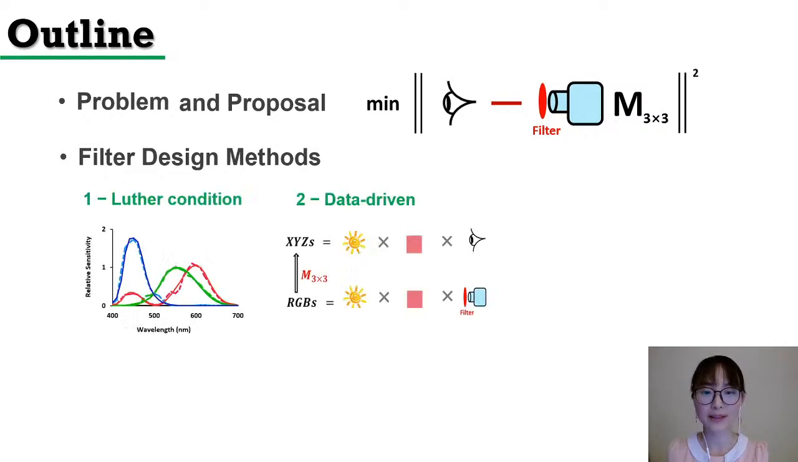Firstly, we propose that the camera after filtering best satisfy the so-called Luther conditions. The Luther condition requires the camera sensitivities to be a linear transform of the color matching functions of the human visual system. This method mainly focuses on the sensitivity response of the camera, but it takes no consideration of the real-world objects that the camera is capturing.